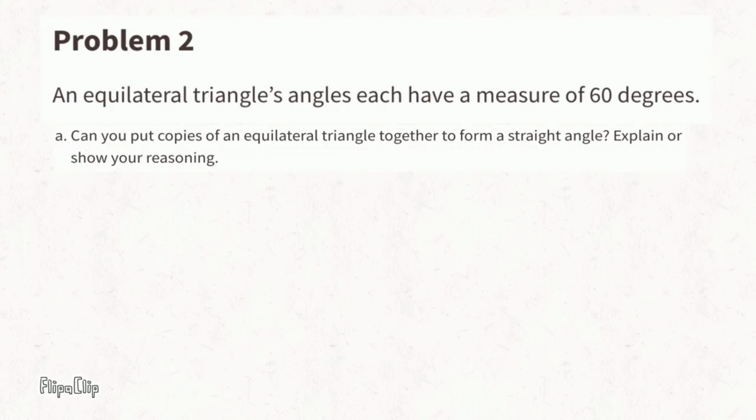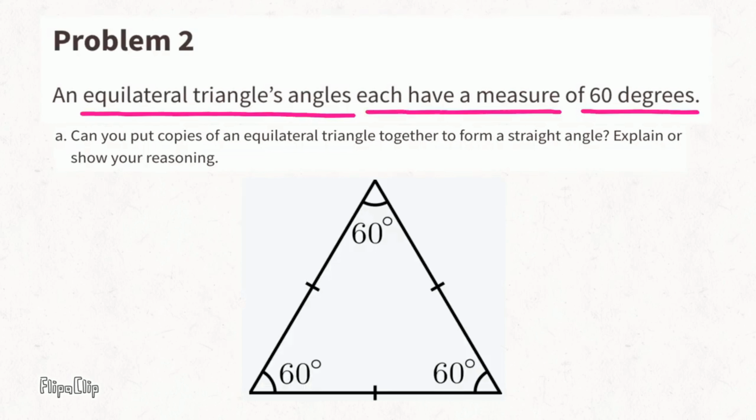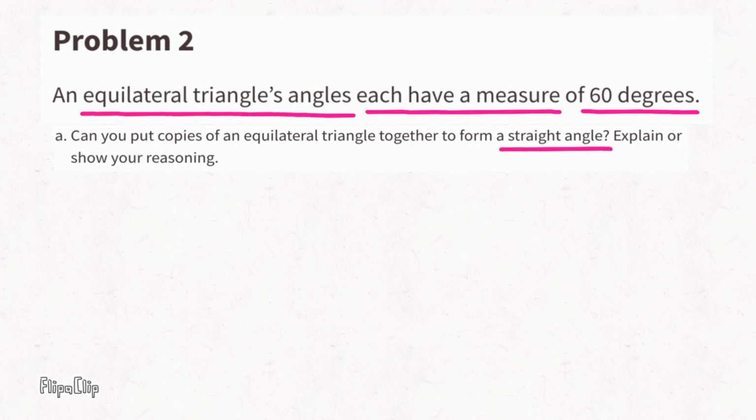Problem number 2. An equilateral triangle's angles each have a measure of 60 degrees. A. Can you put copies of an equilateral triangle together to form a straight angle? Explain or show your reasoning.